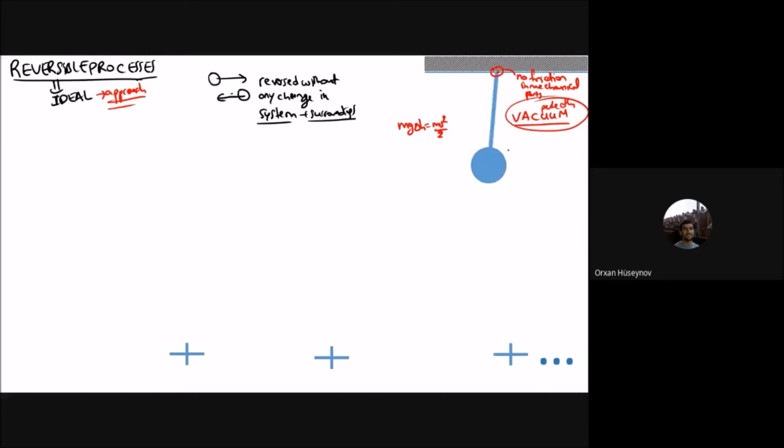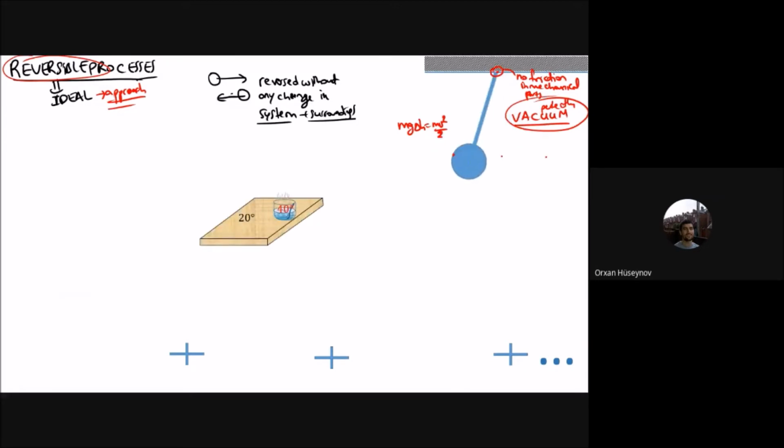And in this condition, it is reversible. You can see that it goes there and comes back there. It goes there and comes back there. You can see that it doesn't change its position and its elevation. It is always at the same elevation. And it is what we call reversible. It is reversing back at the same conditions. But as I said, there is no reversible condition in life.